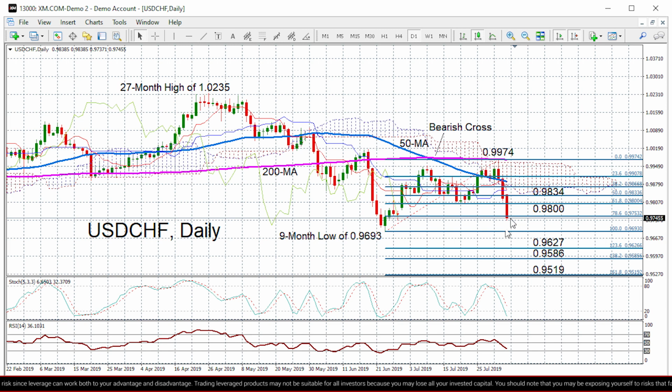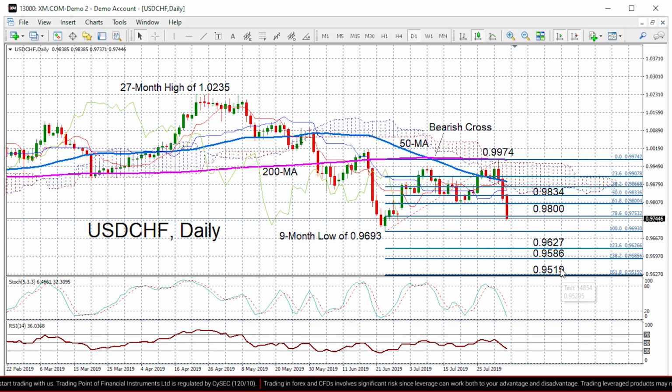So if that slump continues, we're likely to see dollar Swissy first make an attempt for that 9-month low of 0.9693 we saw back in June. Breaking that low could set the way towards the 123.6% Fibonacci extension of the uplift from 0.9693 to 0.9974. So that level is at 0.9627. Not too far down, we've got the 0.9586 level at the 138.2% Fibonacci, and then the next key support after that could come at the 161.8% Fibonacci at 0.9519.